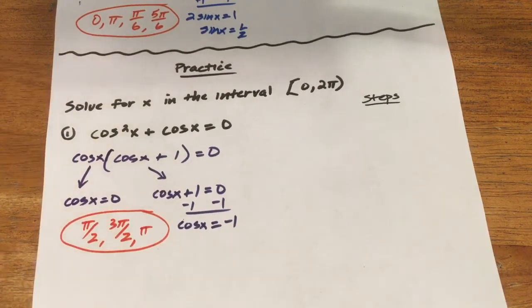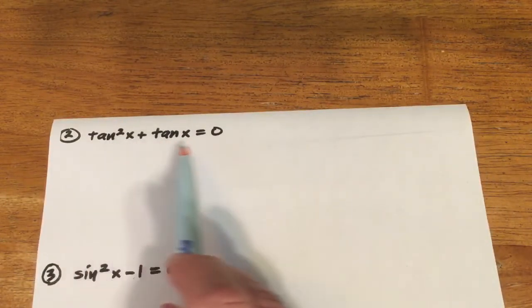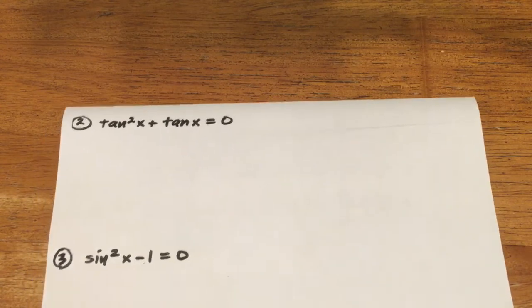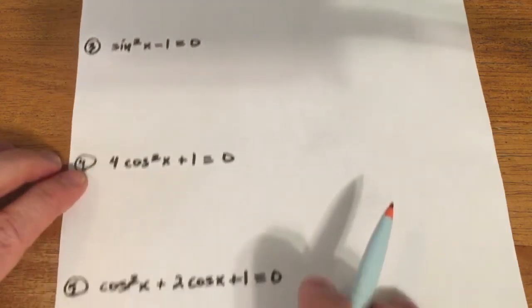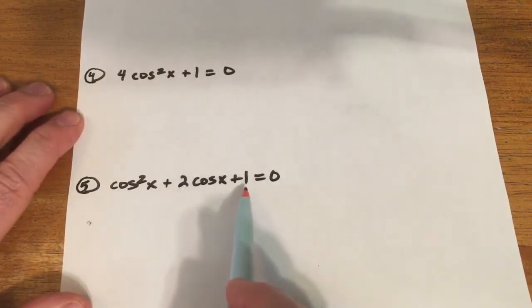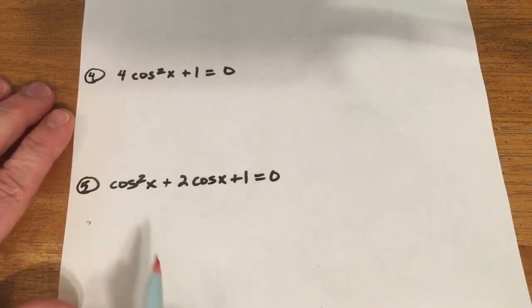All right, let's go ahead and take a look now at a problem that's going to be a little bit different. What I want to do is skip the tangent example, because we've done a lot of tangent examples. I want to have us move right into example number 5, where we've got something a little bit unusual. Cosine squared x plus 2 cosine x plus 1 equals 0. How do we do this problem? Exactly like we did the others.